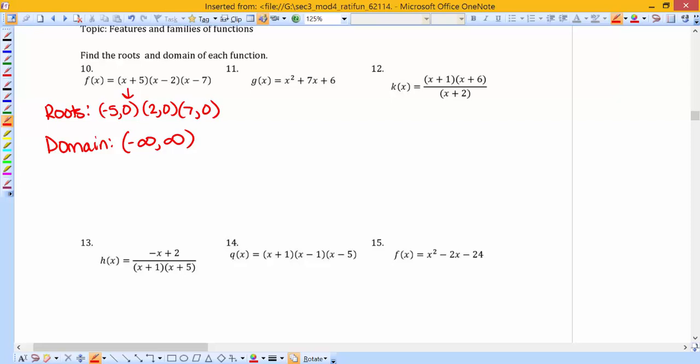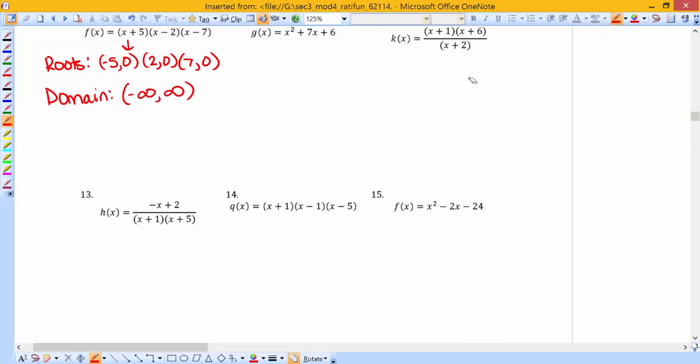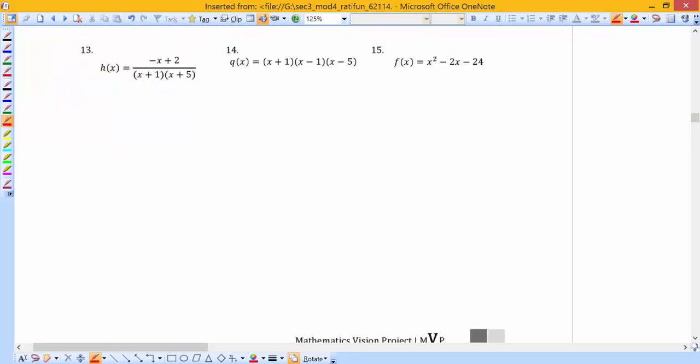Now, 12 and 13 are your rational functions. In class, we have gone over roots. Roots are the x-intercepts. To find the x-intercepts, I'm not going to do 12, but I'm going to do 13 with you. To find your roots, which are your x-intercepts, we make y equal to 0.